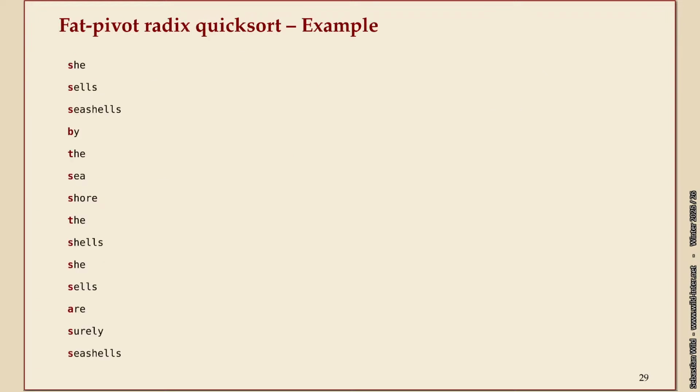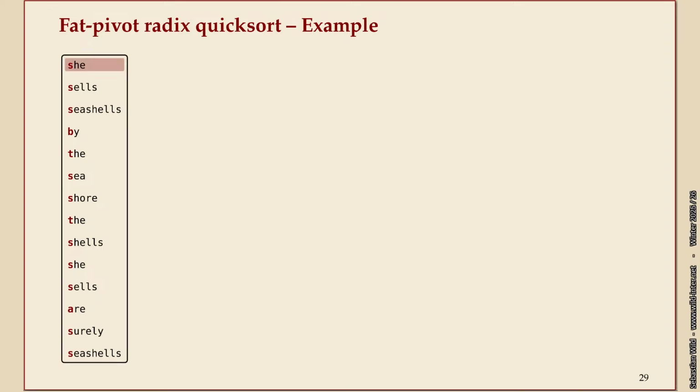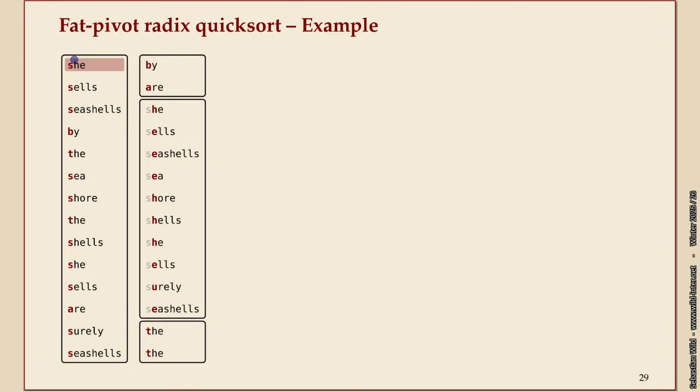Let me show this on an example a bit. Here's some strings, and I highlighted the dth character that we're currently looking at. Initially here's my list, and I pick some pivot string, which is always going to be the first one in the example. Then I partition according to the first character, s. There's two strings that start with something smaller than s.